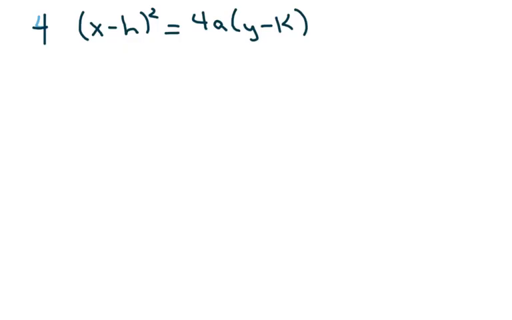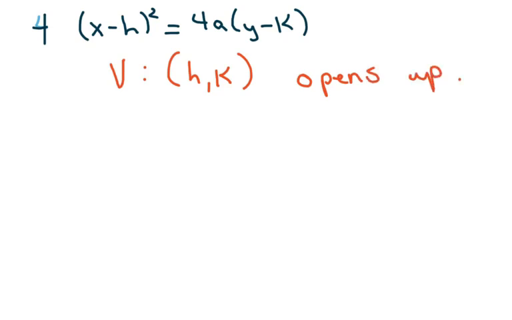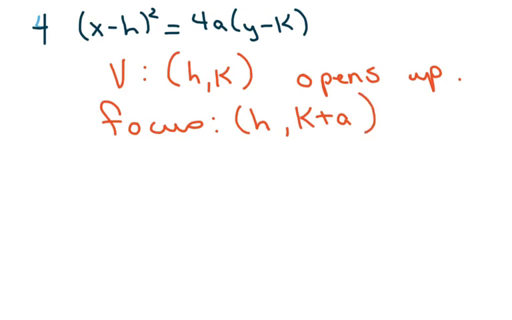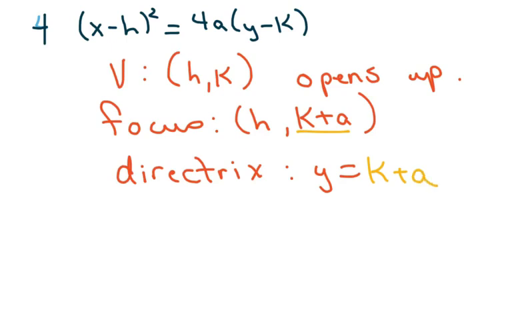And then one more. We have our vertex at H, comma K. It opens upward. The focus is at H and then K plus A. Remember when it opened to the right, it was H plus A. So now it opens up, so we're on the y-axis. The directrix then is y equals K minus A. And your latus rectum, again, is 4A.